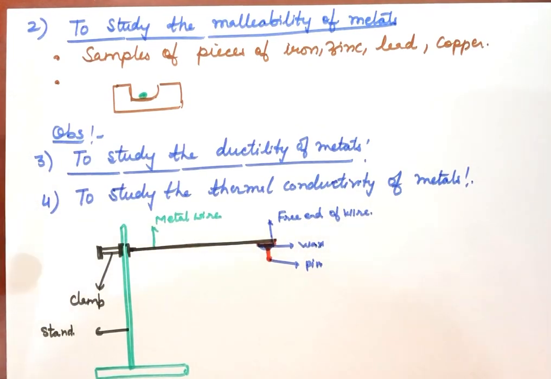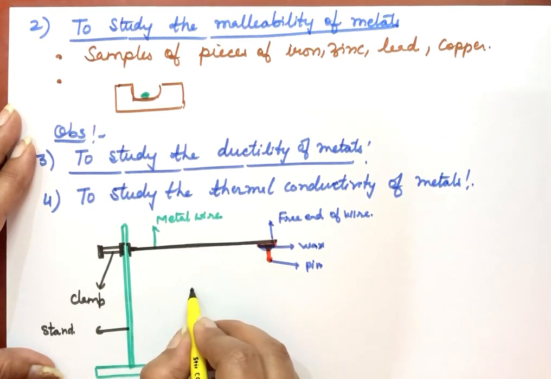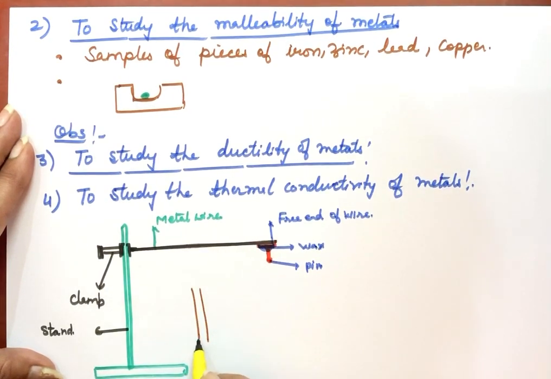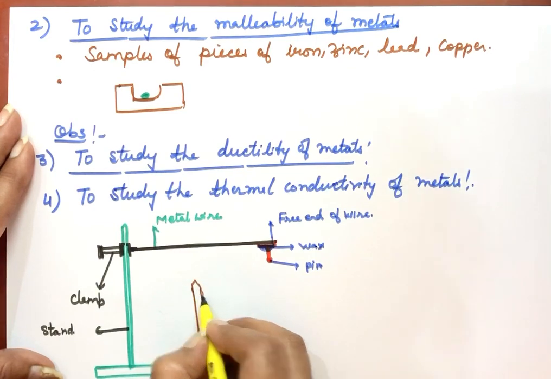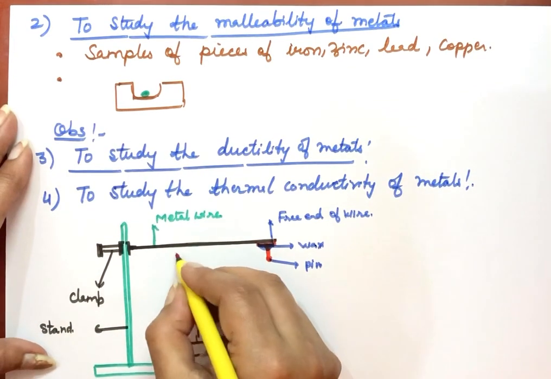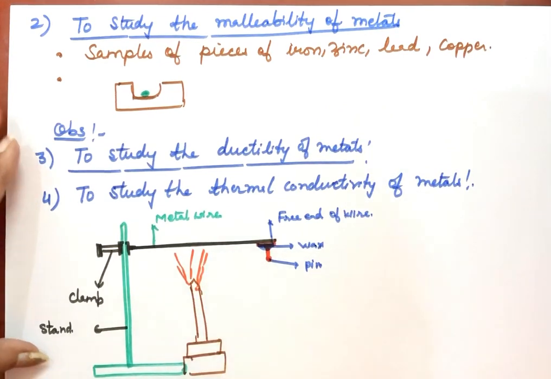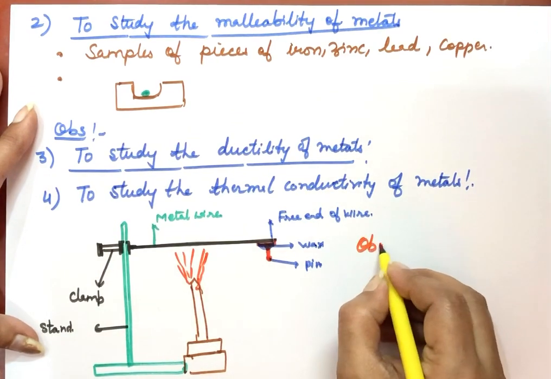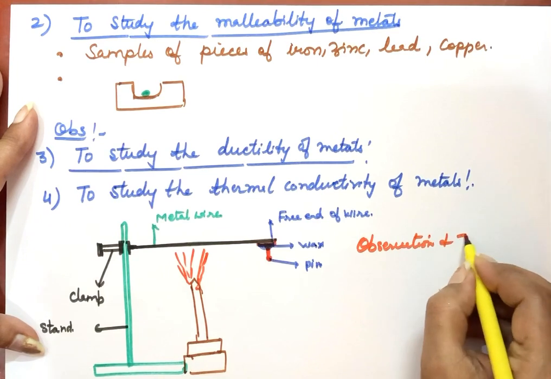Now what we'll do is we have to heat this metal wire. But which end of this wire will we heat? The end that is close to this clamp, this side. So that end only we are heating. On heating this end, this is the experiment. Now observation and inference here. What we will observe and what conclusion we will make from this.